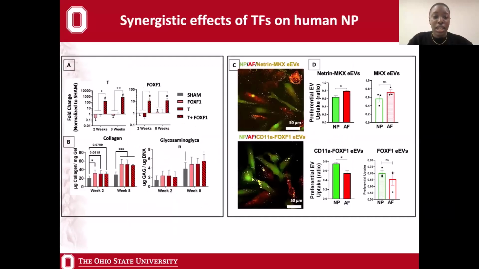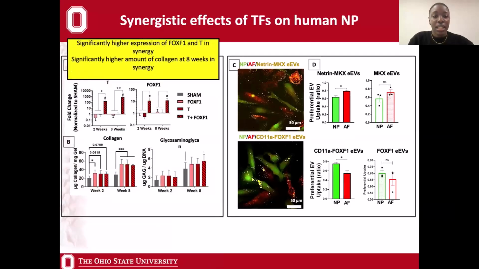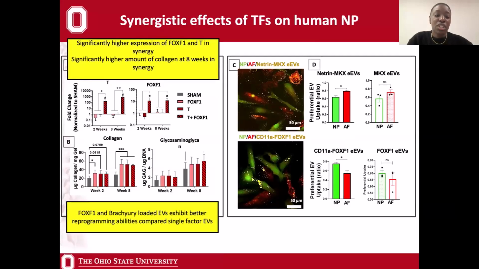This is an ongoing study, but so far we've been able to show that brachyury and FOXF1 are both upregulated in the synergistic groups at 2 and 8 weeks, and that there's a significantly higher amount of collagen at the 8-week time point in our synergy group. So far, our trend is that brachyury and FOXF1 loaded EVs exhibit better reprogramming abilities compared to the factors alone.